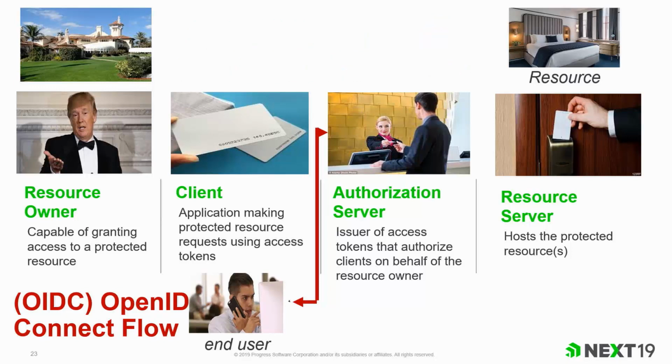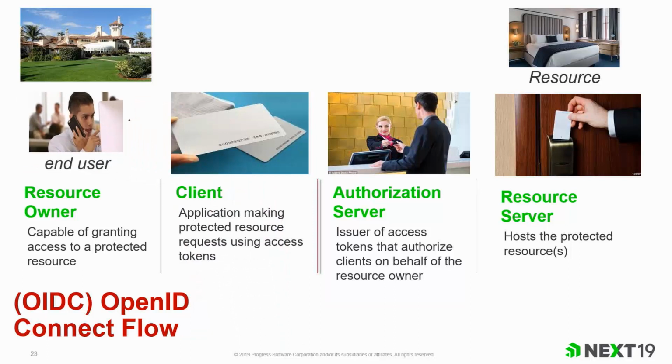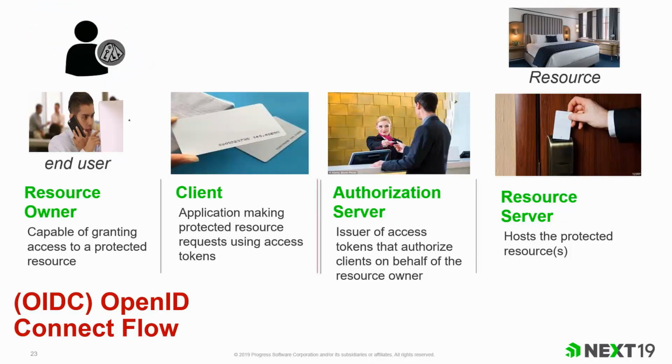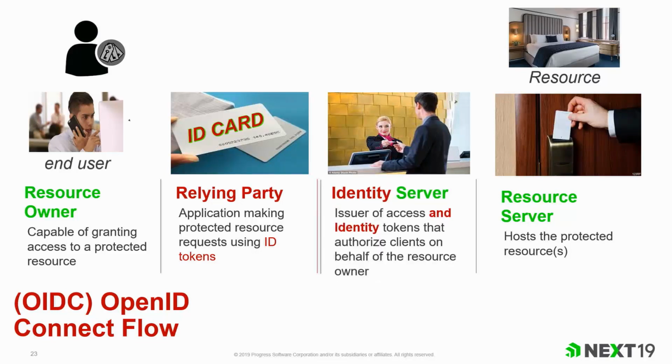Okay, so now our resource owner is no longer that guy. It's this other guy, our end user. The resource he owns is not Mar-a-Lago Hotel. That was Mar-a-Lago Hotel, by the way, but his own identity. And the client app, i.e. the role that acquires the tokens, is called a relying party. And the authorization server is now the identity server.